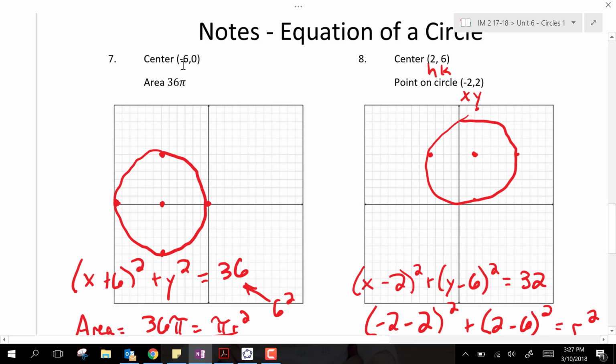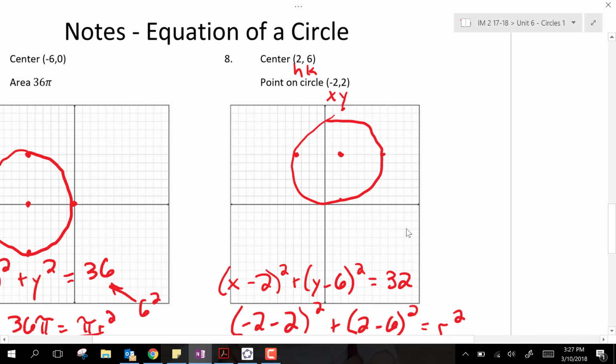Now, opposite of -6 for the h coordinate, so it's x plus 6 squared, plus y minus 0, or y plus 0, is just y, and then it's squared. So x plus 6 squared plus y squared equals 36.